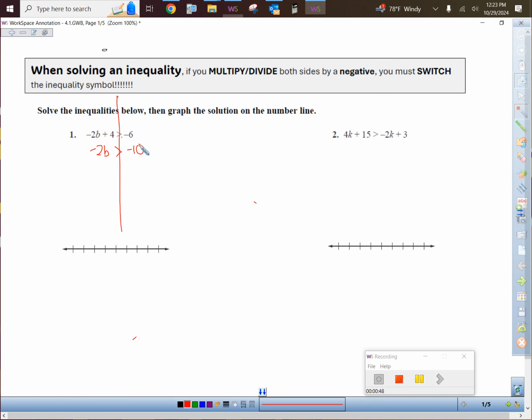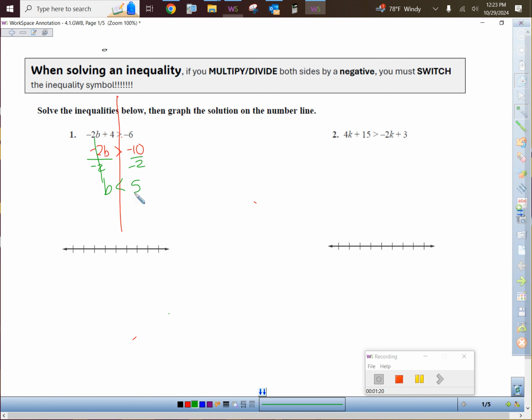Is b all by himself on one side of the symbol? Nope. How do I get rid of that? Divide both sides by a negative. So a negative divided by negative is positive. Should the symbol switch? The symbol switches if you multiply or divide both sides by a negative. So he is a greater than. What does it switch to? Less than. And what is 10 divided by negative 2, baby? I should have said negative 10 divided by negative 2, but it is a positive 5. You feel okay with that?